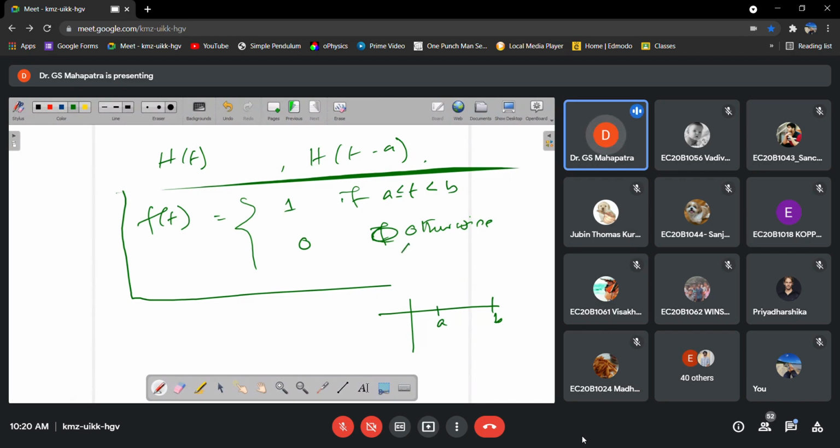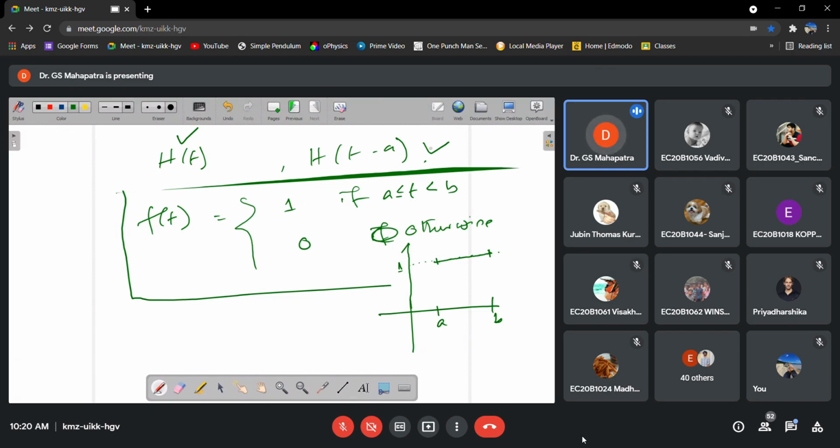So now say this is 1, this is 1. So what is that one? This is a to b, correct? Now you tell me, two functions are there, h of t and h of t minus a. Both are unit step functions, two different forms.